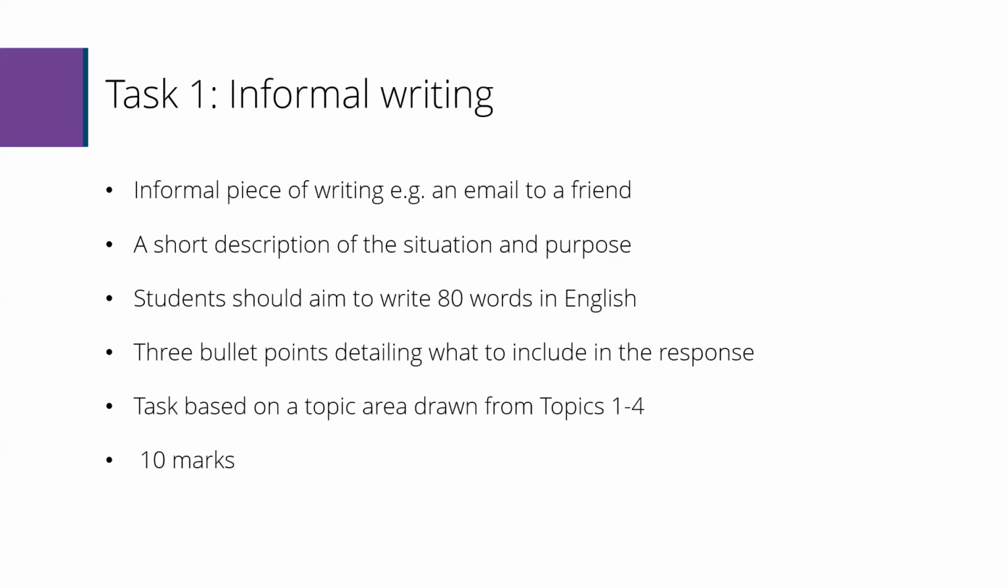So task 1 is an informal writing task. It's an informal piece of writing, could be an email to a friend, for example. There is a short description of the situation and the purpose, so students are told what it is they have to do, and they need to aim to write about 80 words in English. There are 3 bullet points detailing what to include in the response, and the task is based on topic areas 1 to 4. Okay, so it's only topic areas 1 to 4. 10 marks are available for this task.